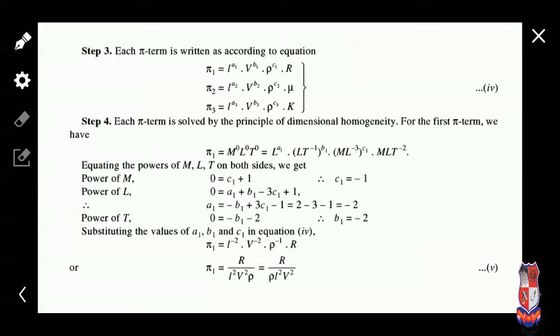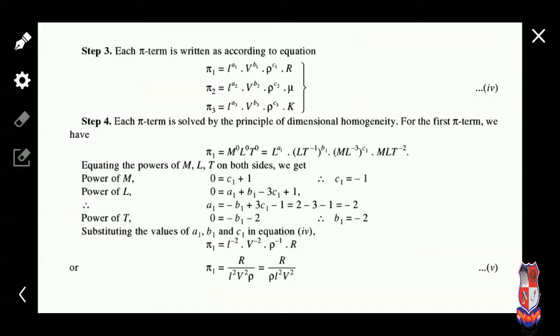Now write an arbitrary power on each repeating variable. Any power you can take. So here A1, B1, and C1, A2, B2, and C2, A3, B3, and C3. Okay. Now we have to put the non-repeating variable in each pi term.